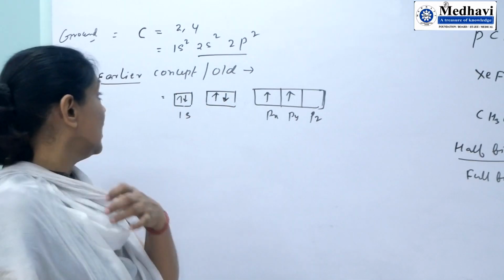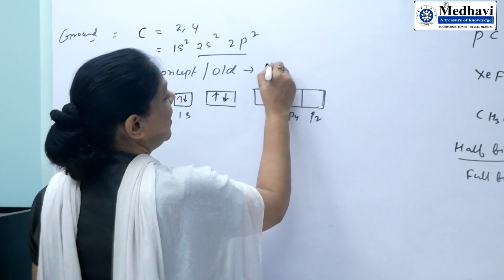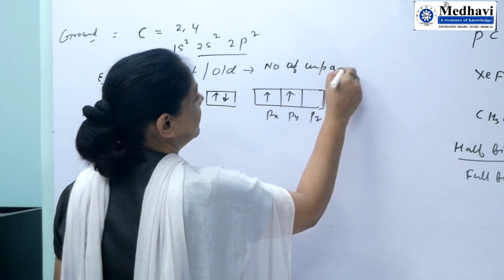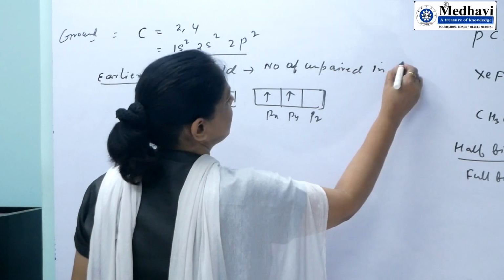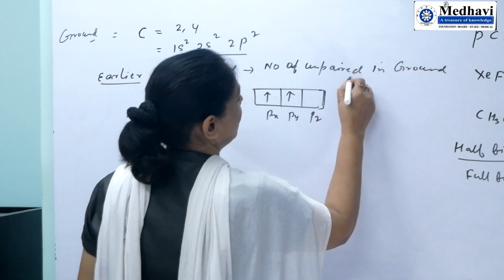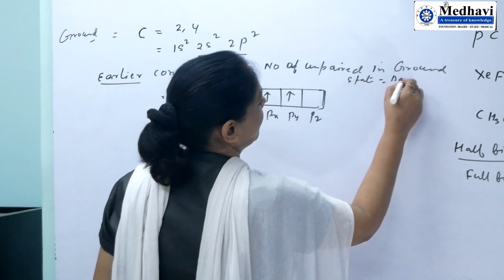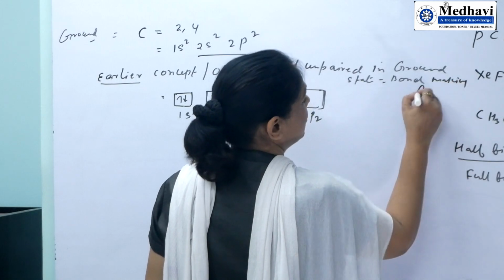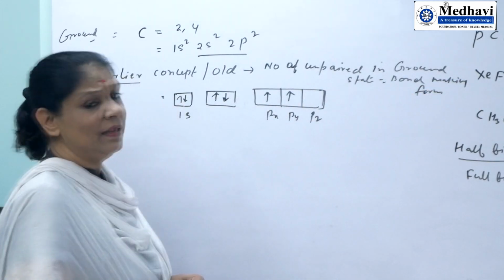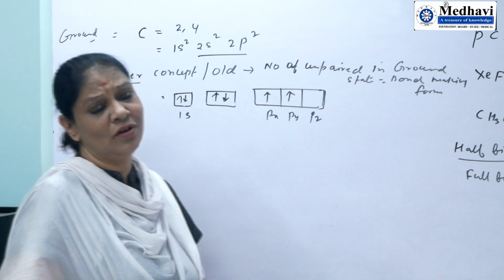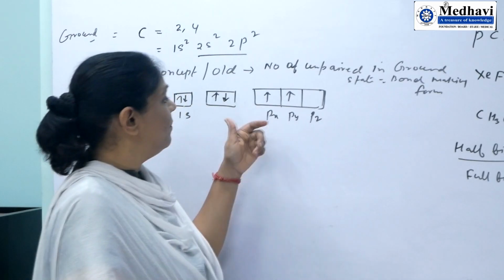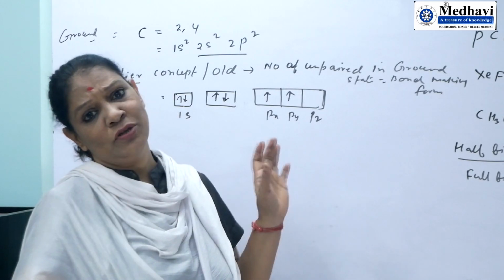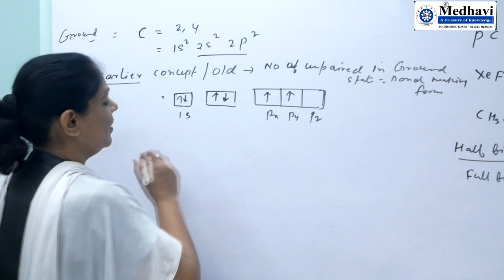So if we take the old concept, the number of unpaired electrons in the ground state is equal to the bond making capacity. If we see the structure of carbon, we find that carbon has only 2 valence electrons in the unpaired form, in the p subshell. So according to this old concept, carbon can make only 2 bonds.